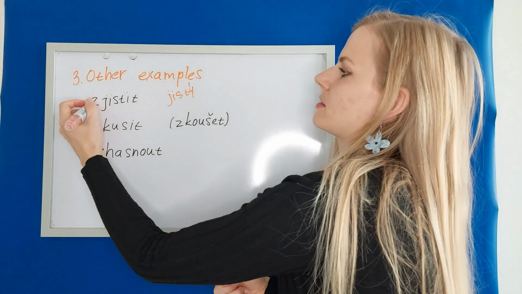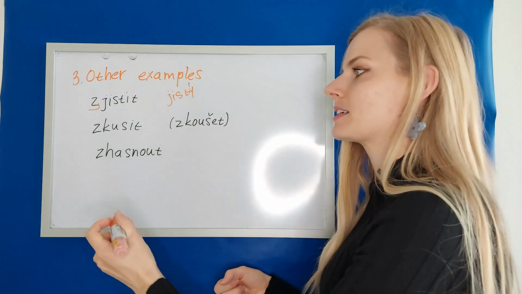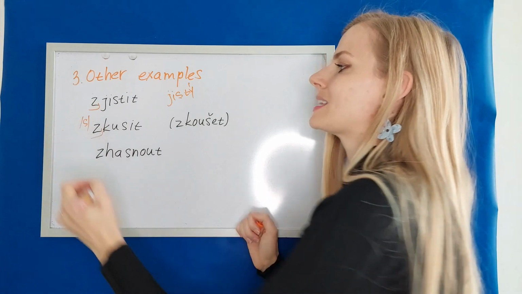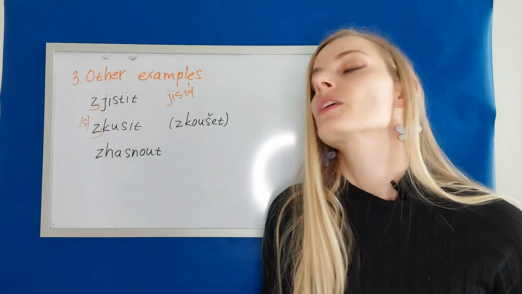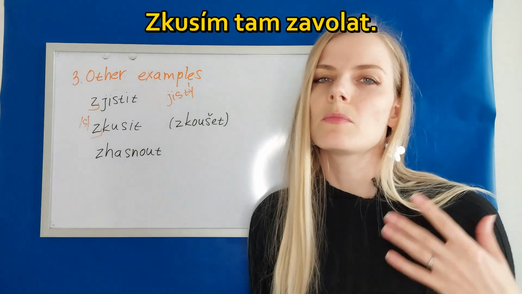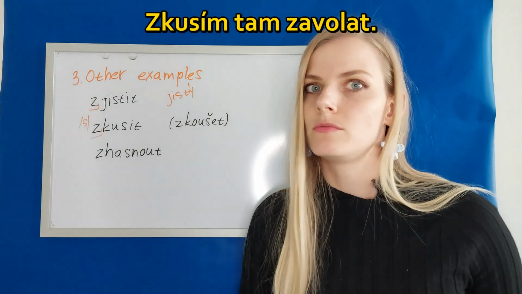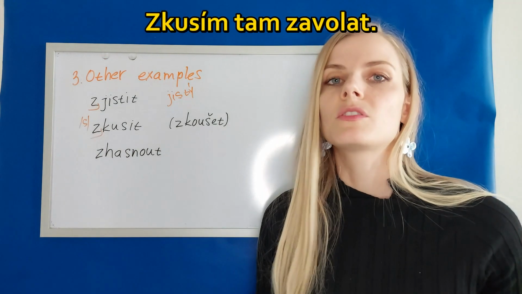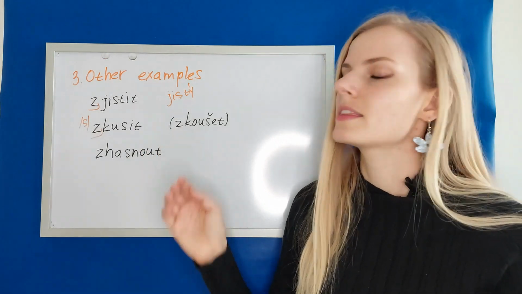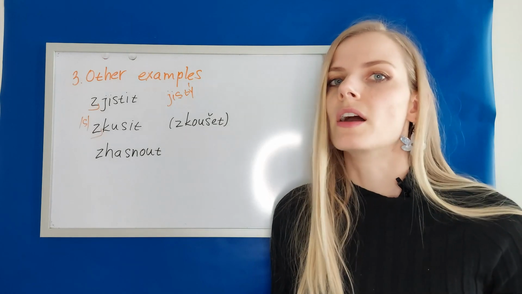So here we pronounce it as z, zjistit. And the following one is skusit, where we pronounce it as s, skusit. This means to try something. Zkusím tam zavolat. I'll try to call there. I also added the imperfective counterpart, and that is zkoušet, to be trying.